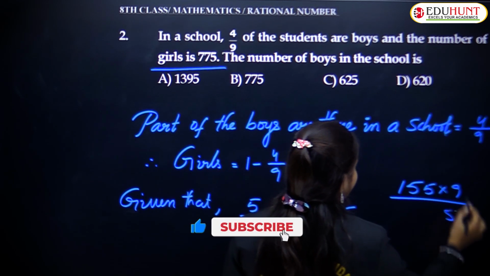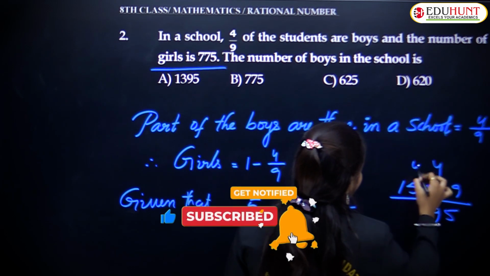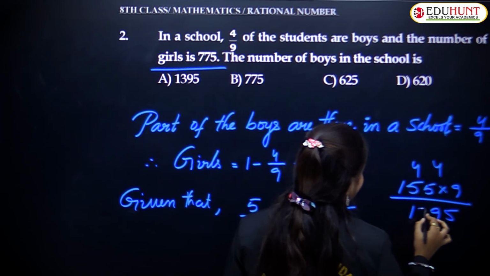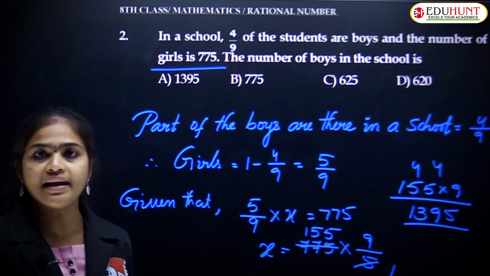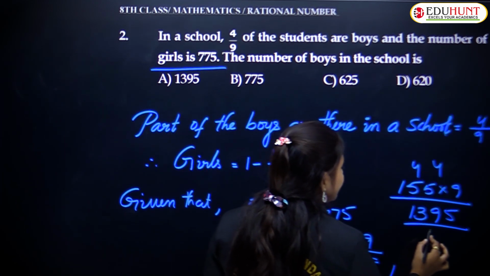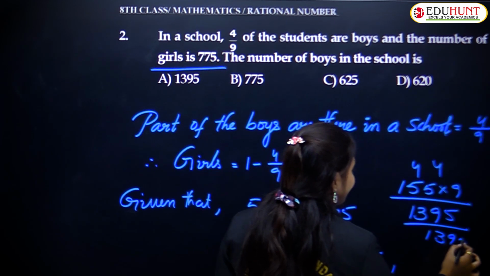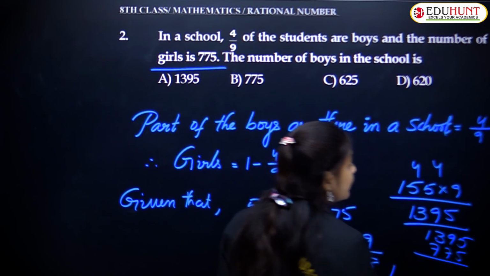Okay, 9 fives are 45. Again, 9 fives are 45 plus 4, 49. 9 plus 4 is 13, so 1395. So the total students in your school is 1395. Out of 1395 students, 775 students are girls.